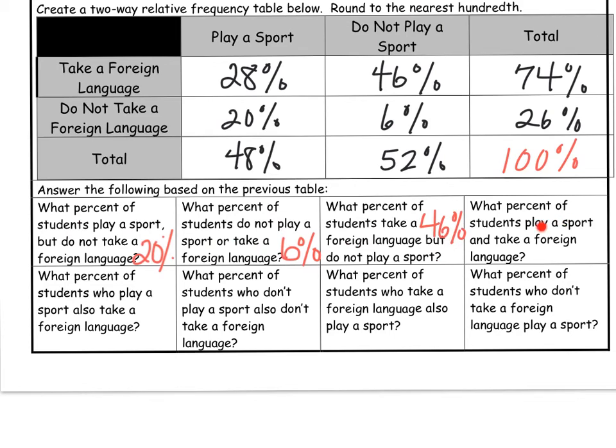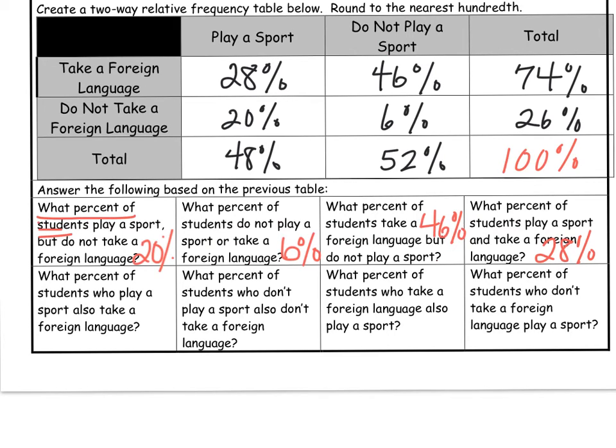And what percent of students play a sport and take a foreign language? So play a sport and take a foreign language is 28%. So here's where you have to be careful, because it says what percent of students. We're talking about the total number of students, and the total number of students is 50.